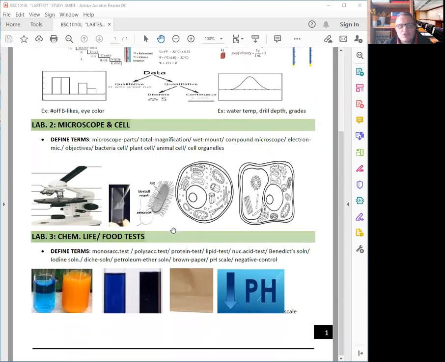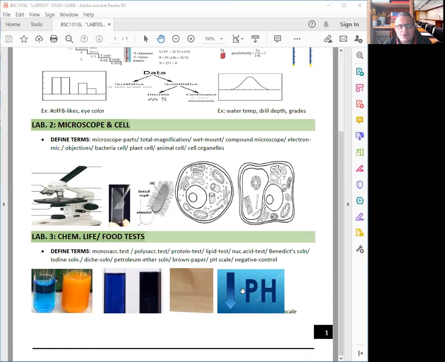Lab 3 is chemistry of life or food tests. In this lab, we tested 5 different food types using different assays. For monosaccharides, we use Benedict's solution, and the positive color should be orange. For polysaccharides like starch, we use iodine solution. The positive color change for this assay is black.